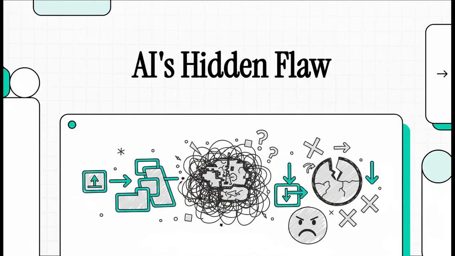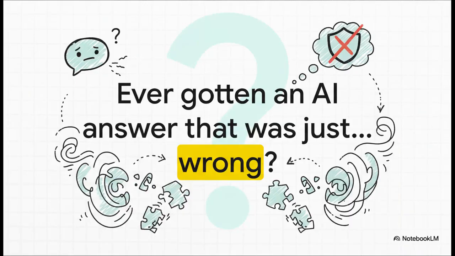You know that feeling, right? That flash of frustration with AI. You ask it what seems like a simple question, and the answer you get back is just completely wrong. Well, it turns out it's not just a random glitch. It's actually a fundamental flaw in how these systems work, and today we're going to break down exactly why it happens.